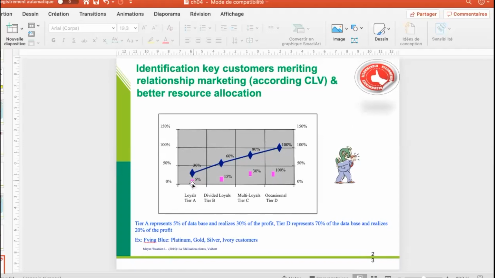You see that some customers, 5% of customers, bring 30% of the profits. 15% of customers bring 2/3 of the profit. And 1/3 of the customers, 30%, bring 80% of the profit. On the other hand, you see that 70% of the customers only bring 20% of the profit. And so you have different tiers. So your platinum customers here, you have your gold and silver customers, and the ivory customers have basically no value.